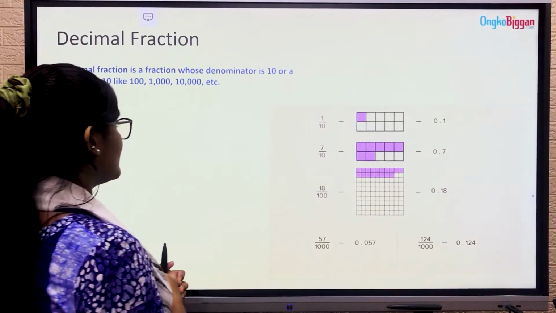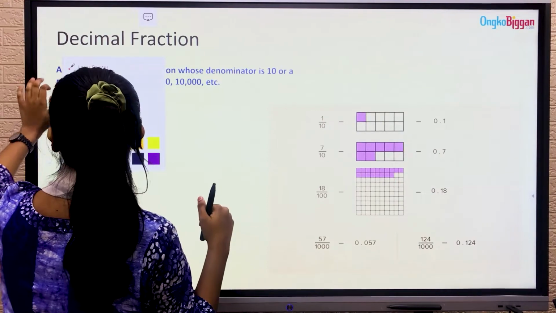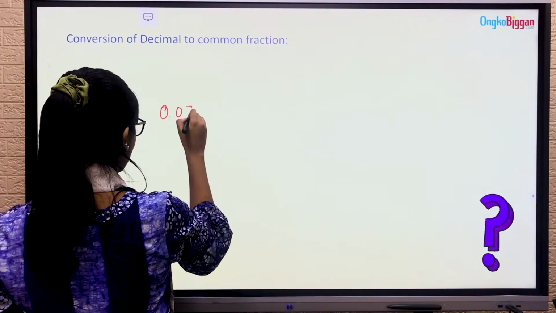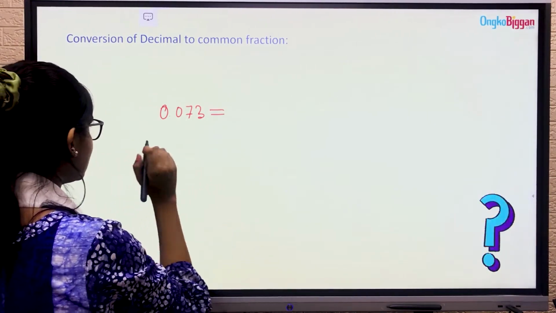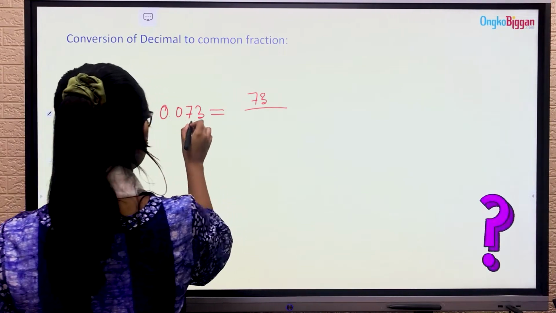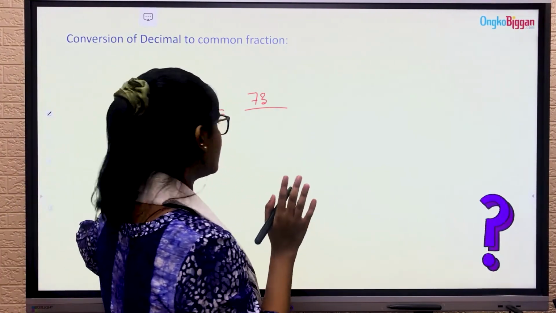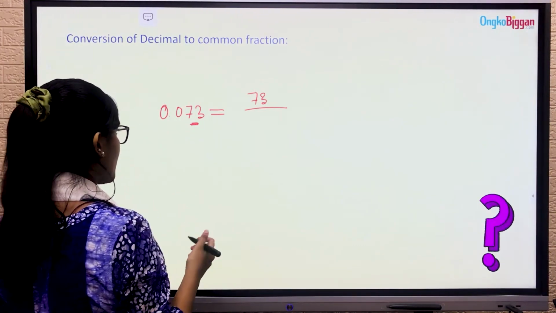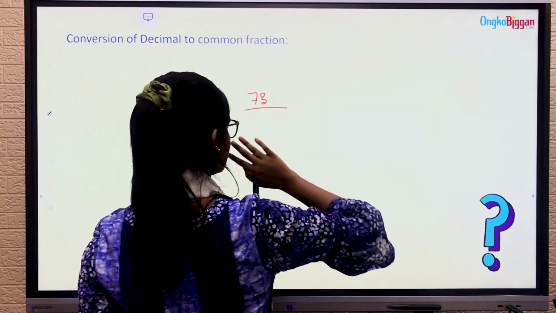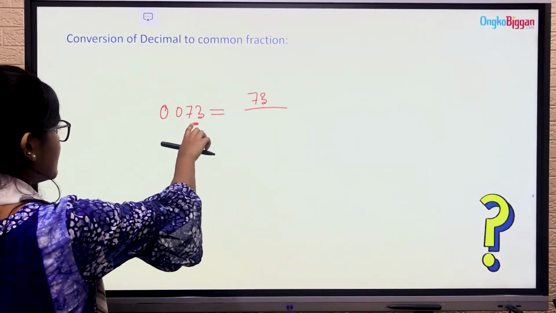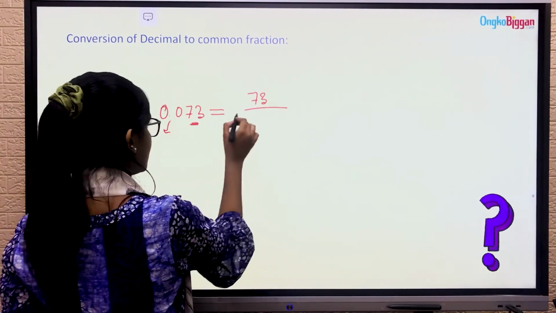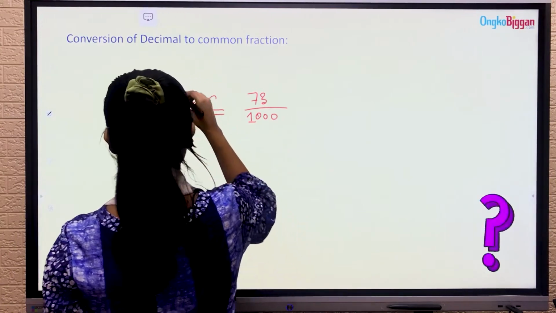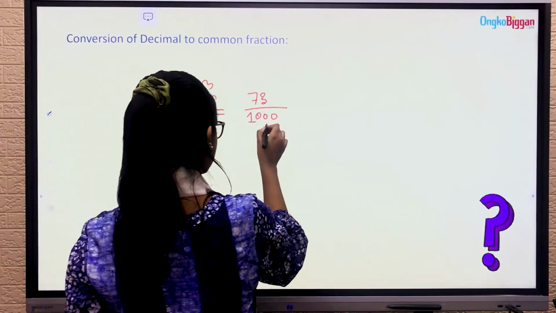Now we will see how to convert a decimal to a common fraction. That means we are given any type of decimal fraction, like 0.073. We will simply write 73 as the numerator. We will not consider the zero or the point, because in forming a common fraction we can't write the point. So for a decimal number, we just write the whole number in the numerator. For the point we give a 1 in the denominator, and for every digit after the decimal we put a 0. Since we have 1, 2, 3 digits, we have written 0, 0, 0.